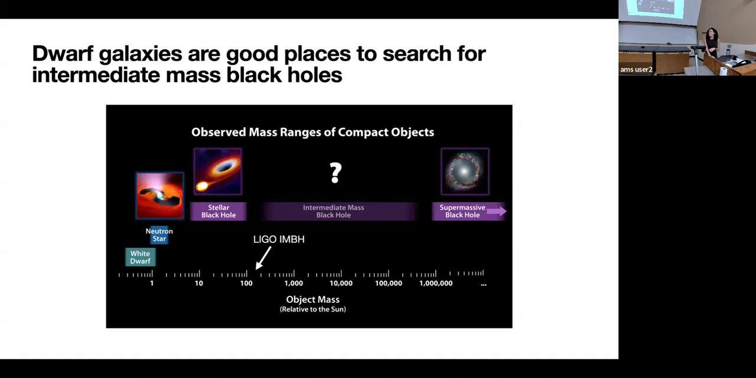And so we've started trying to push in on this regime. LIGO has started to detect some black holes of around 100, 150 solar masses, which is very exciting. And then dwarf galaxies, if they have black holes, we expect them to be in this range of 10,000 to 100,000 times the mass of the sun. So by looking for black holes in dwarf galaxies, we may be able to shed some light on this intermediate mass black hole regime and find objects in this mass range.